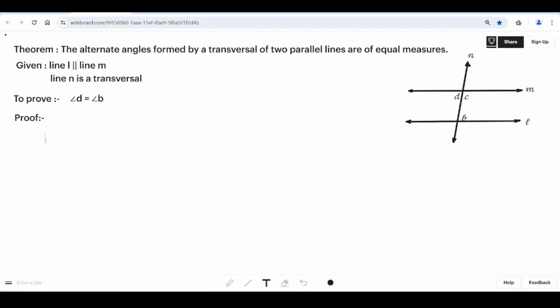Now see. Similarly, we prove as earlier seen. D and C have the same one arm that is formed by the transversal line N. So these angles are in a linear pair. Therefore, angle D plus angle C is equal to 180 degrees, and it is by linear pair of angles. Give it as equation 1.